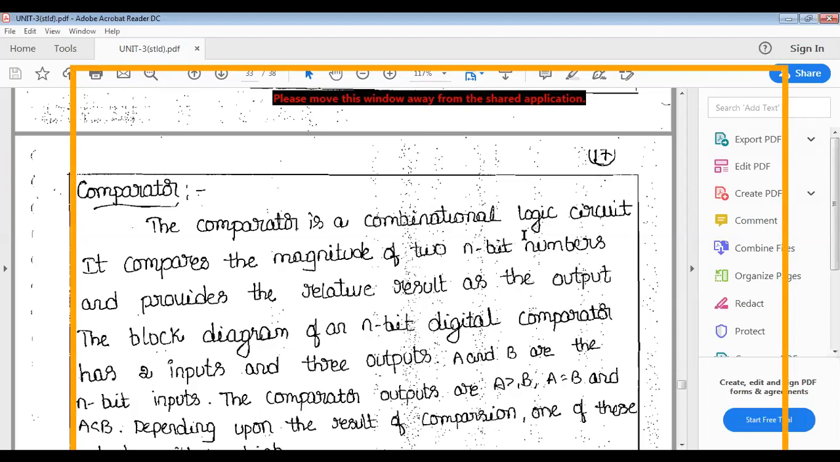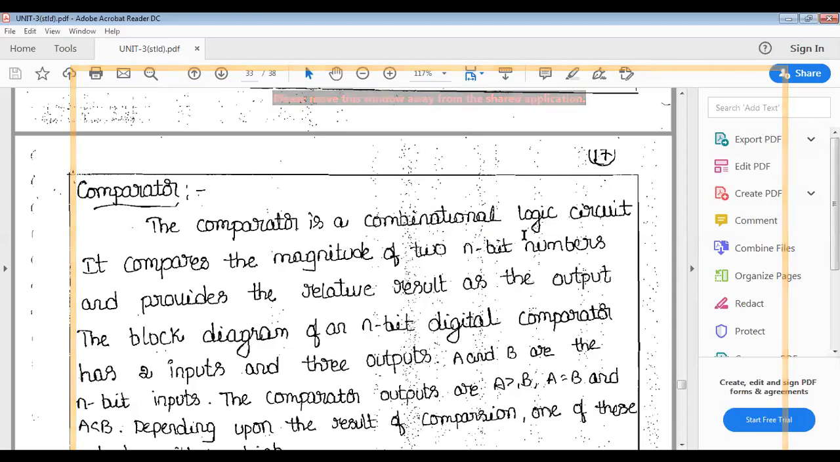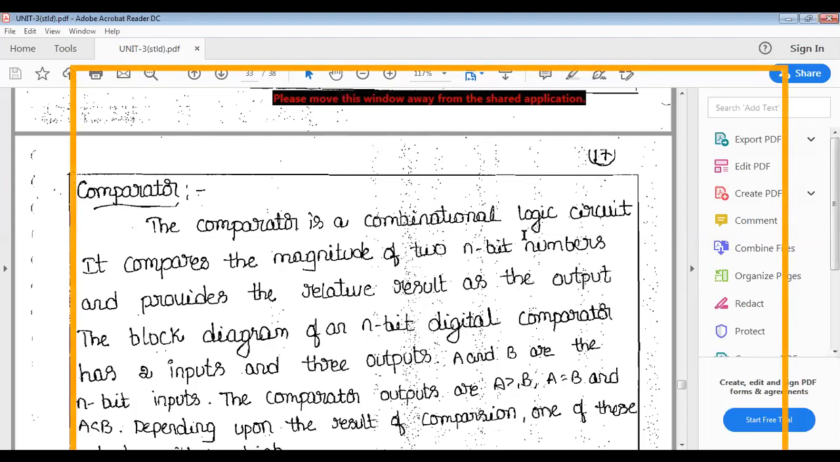The block diagram of an n-bit digital comparator has 2 inputs and 3 outputs. A and B are the n-bit inputs. Minimum 2 inputs and 3 outputs. The comparator outputs are A greater than B, A equal to B, and A less than B. Minimum of 2 inputs, and the outputs are always 3: less than, greater than, and equal conditions.